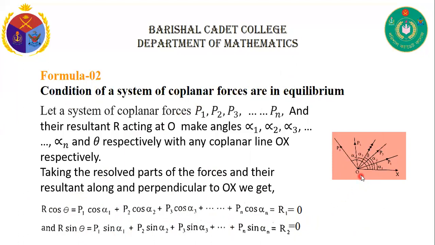And also perpendicular to OX, we get R sine theta equal to P1 sine alpha 1 plus P2 sine alpha 2 plus P3 sine alpha 3 plus dot dot dot plus Pn sine alpha n, equal to R sine theta, equal to 0, similarly.